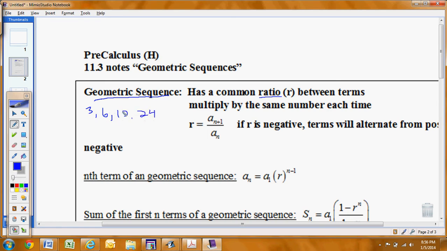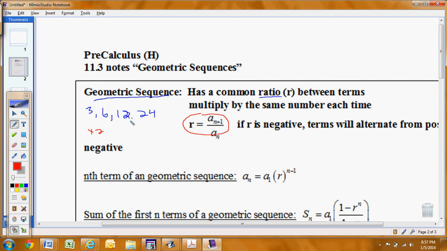And what would r be in this case, or what are you doing to get from one term to the next term? You're multiplying by 2. So if you're multiplying by 2, that would be the common ratio. We're multiplying by 2 between every term to get to the next term. That's pretty much what this says as well. It's fanciness for saying to find r, you can just divide any two consecutive terms. a sub n plus 1 divided by a sub n is a fancy way of dividing two consecutive terms.